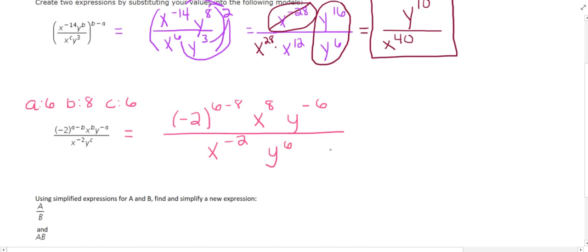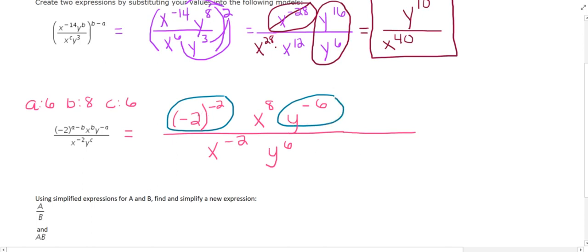Okay, so first thing I'm going to do here is I'm going to do the 6 minus 8, which is going to give me a -2. So I'm just going to erase this and make this -2 to the -2. Okay, so now what I'm going to do is I'm going to take care of all of my negative exponents. So I'm going to extend this line a little bit because I've got more than one this time. I'm going to circle my negative exponents on the top. So I've got a -2 to the -2, and I have a y to the -6.